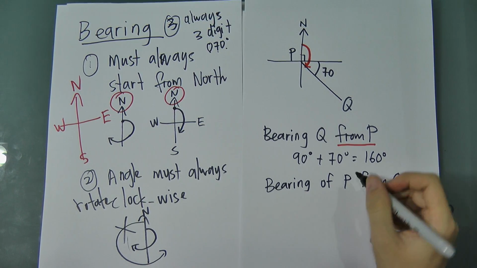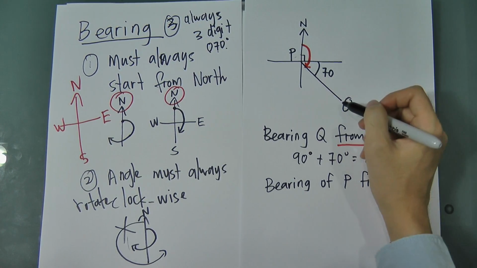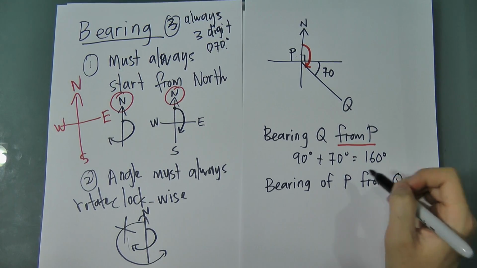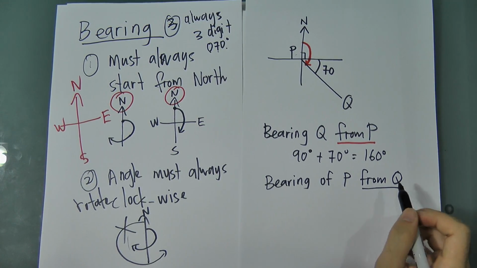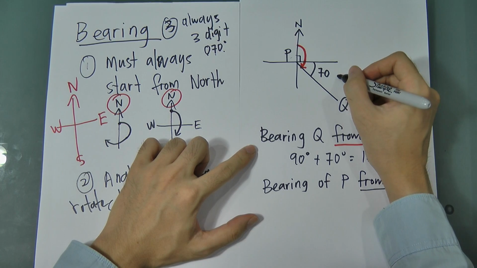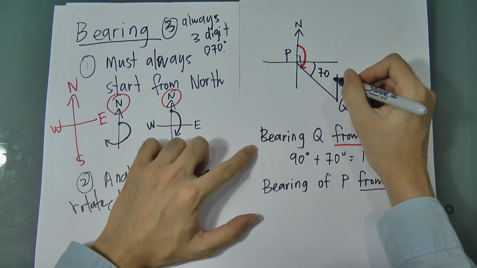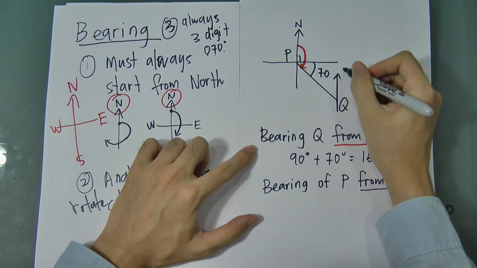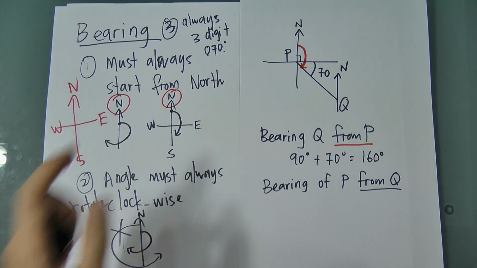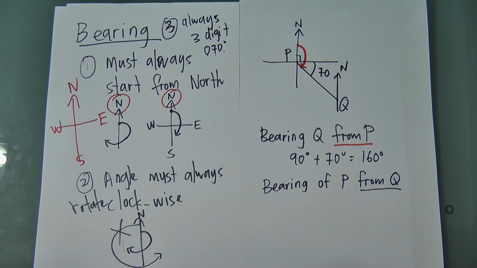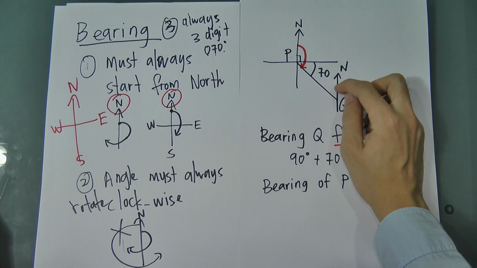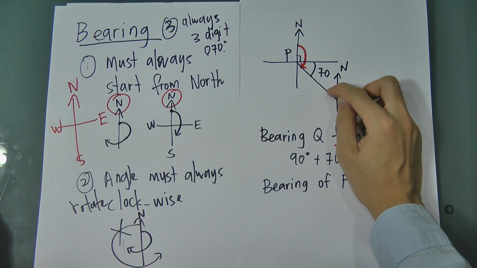Okay, P from Q. If this is P, Q is over here. So now from Q, the angle will be at Q here. So you have to draw a north for Q. I'm going to draw a north for Q by myself. Now I say angle must start at north, right? So we have to turn this way.